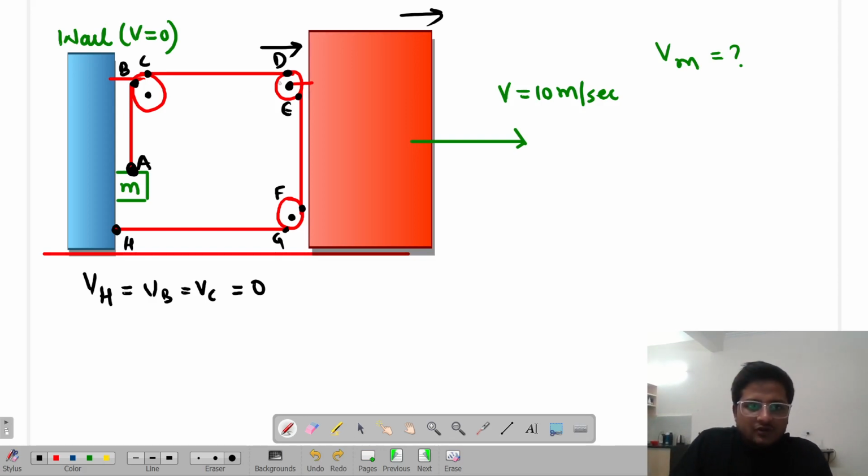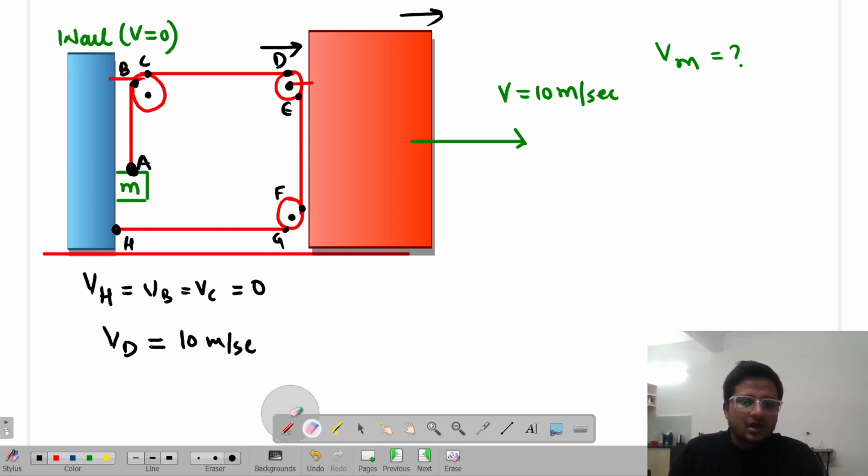But these points of contact, look over there, as the block moves, the d will be pulled towards the right, or not. So velocity of d becomes how much? 10 meter per second. Is that clear or not?